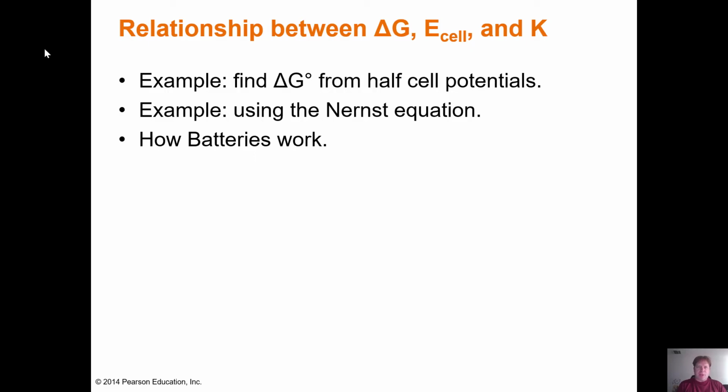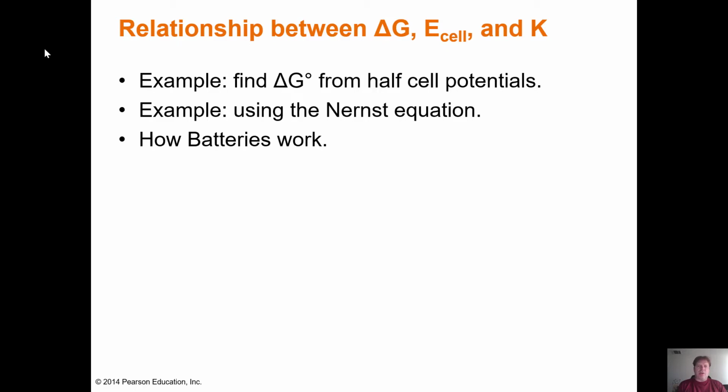Hello everyone. I wanted to talk about a few things here that we touched on briefly in class. We'll be looking at the relationship between delta G, cell potential, and K, the equilibrium constant. And we'll be doing some examples here.